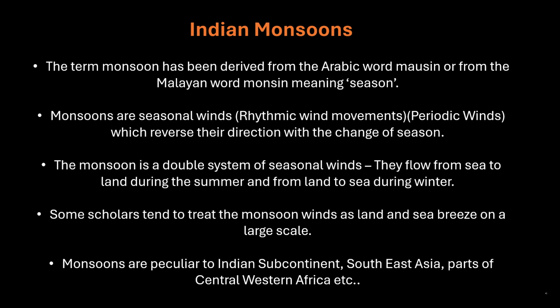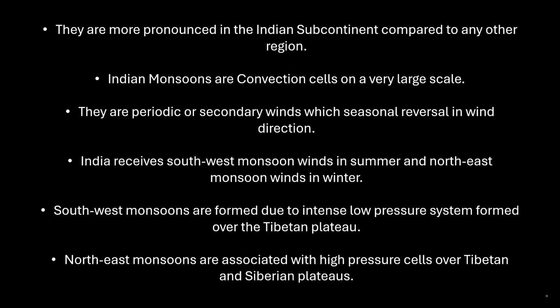Monsoons are peculiar to the Indian subcontinent, Southeast Asia, parts of Central Western Africa, etc. They are more pronounced in the Indian subcontinent compared to any other region. Indian monsoons are convection cells on a very large scale. They are periodic or secondary winds with seasonal reversal in wind direction. India receives southwest monsoon winds in summer and northeast monsoon winds in winter.